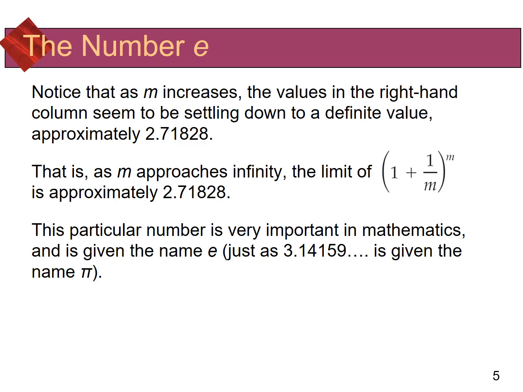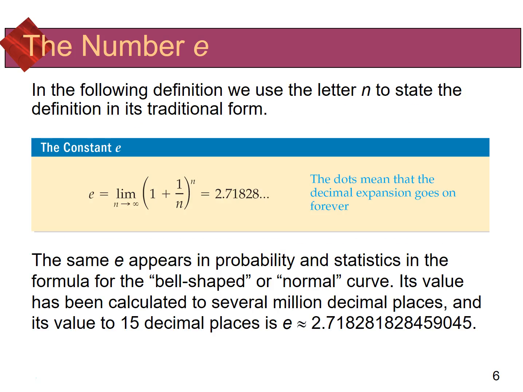As I keep getting bigger and bigger and bigger as far as M values go, which now I'll change to N, which is why I don't know why they use the letter M for the compound interest formula, and they use N for this. But E is actually a limit as N approaches infinity.